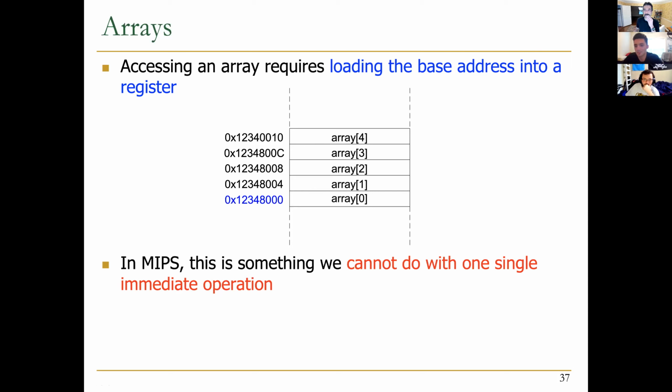I'm sorry, you need 3 bits. 3 bits for indicating... no, sorry, 4 bits. I'm confused with something else. Yeah, we need 4 bits to indicate each of these, right? Because you need to specify from 0 to 15, right? And for that, you need 4 bits in order to specify that, right? Yeah.